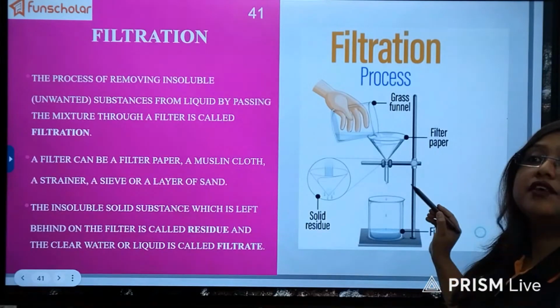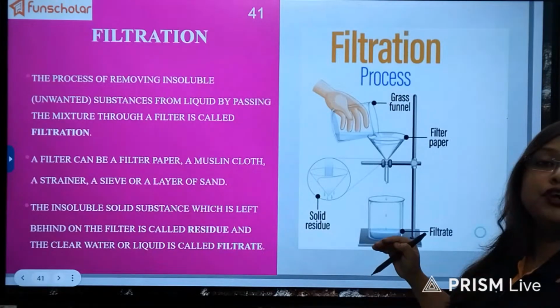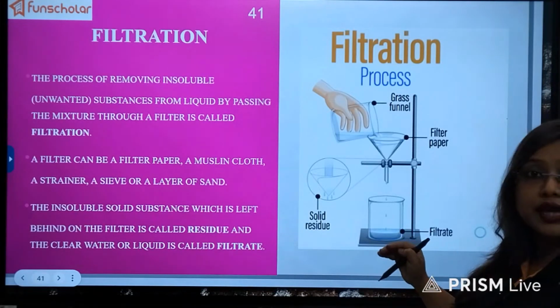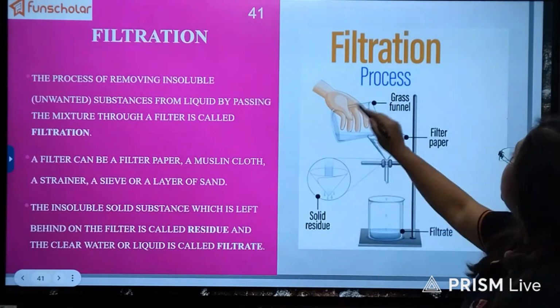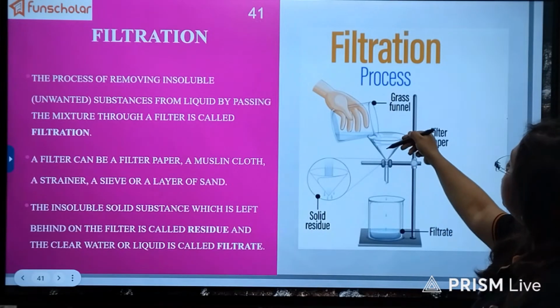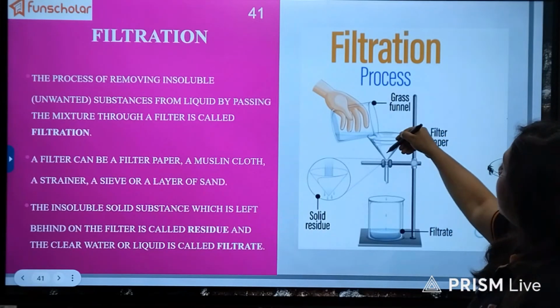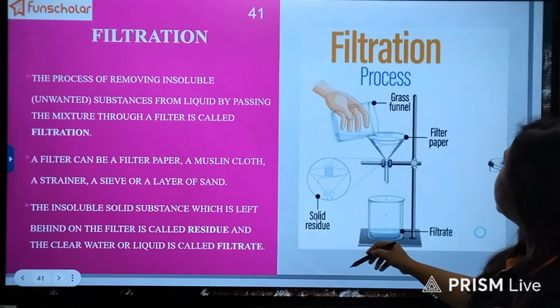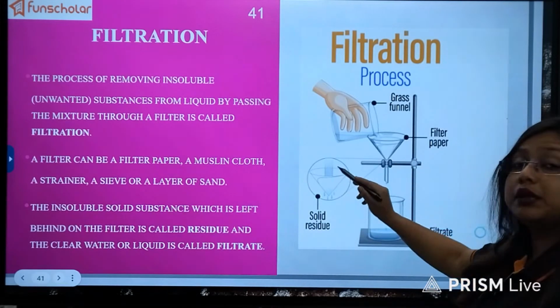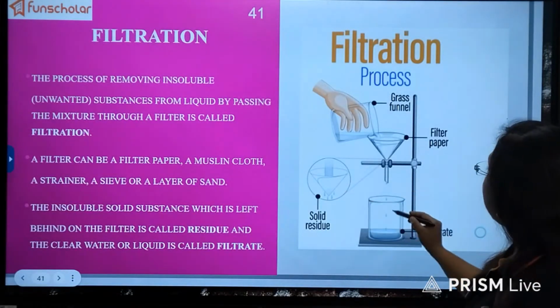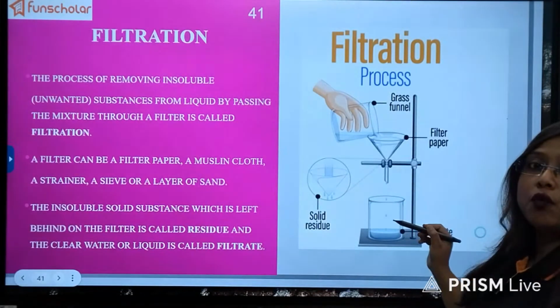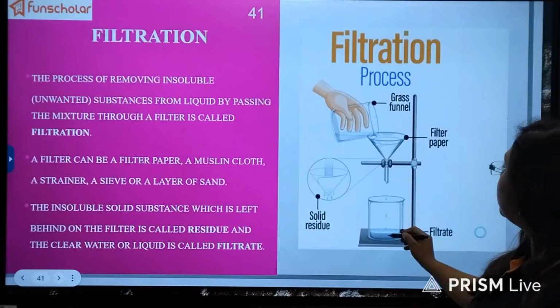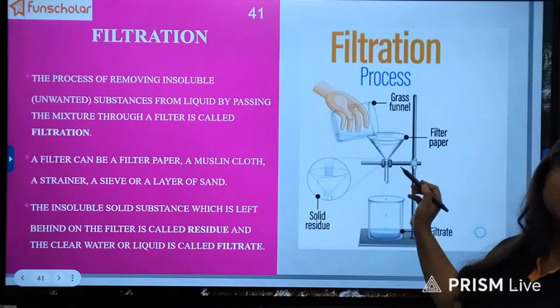Filtrate is basically the filtered water which has no mud in it. Here they are putting that water inside it, and with the help of this filter paper, the water is filtered, and the solid residue is stuck here, like the mud. The pure, filtered water is already taken into this beaker.